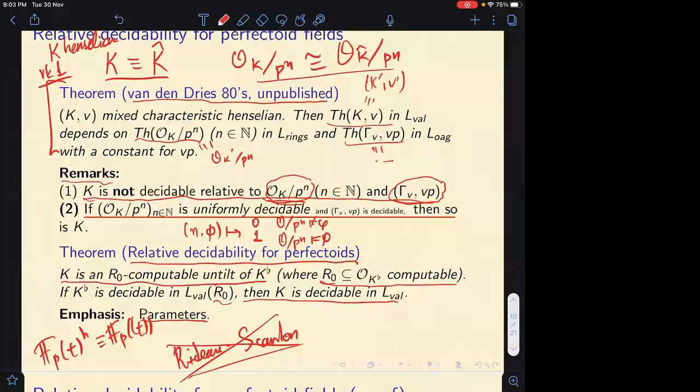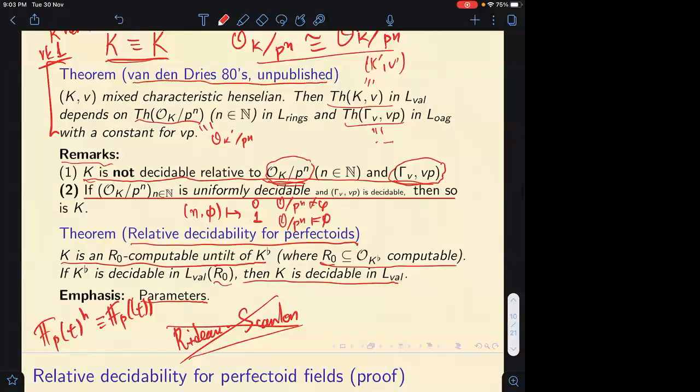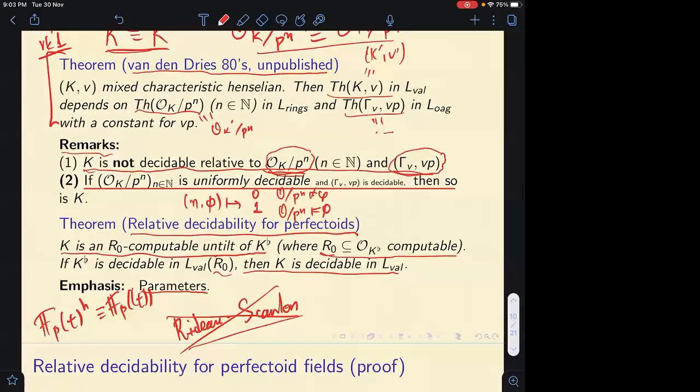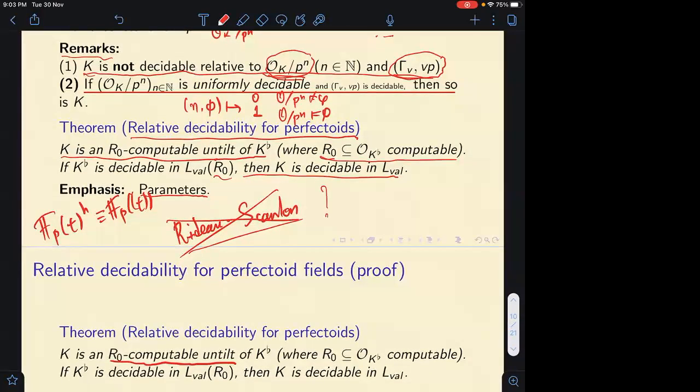Okay. So in characteristic 0, you can use this. In characteristic p, maybe you can't. So the first answer is incomplete. We don't know that it is false, but we don't know that it is true either. Okay, so let me put a question.